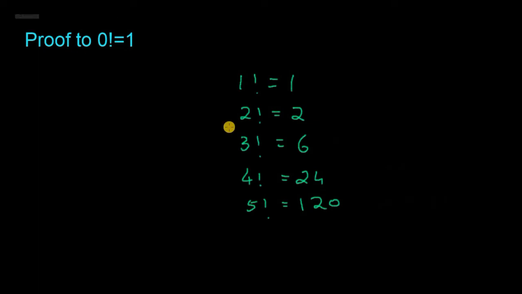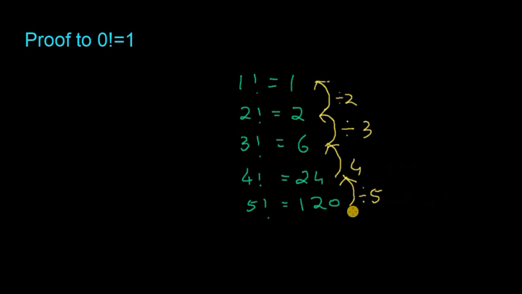Now you see that between these two numbers, 120 and 24, that is between 5 factorial and 4 factorial, if you divide 5 factorial by 5, what you get is 4 factorial. Now if you divide 4 factorial by 4, what you get is 3 factorial. If you divide 3 factorial by 3, you get 2 factorial. If you divide 2 factorial by 2, you get 1 factorial.